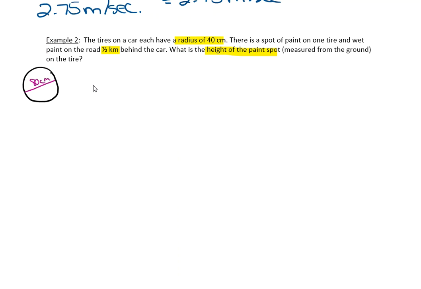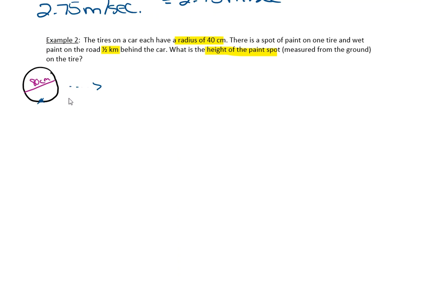And I've got a spot of paint on it. So let me put a spot of paint on it somewhere. So it picks up the paint at the bottom, right? It drives through the paint, so it's obviously picking up the paint down here at the bottom somewhere. And it drives for a while, so it's spinning around and it's driving off in this direction, and the tire is spinning as it drives.